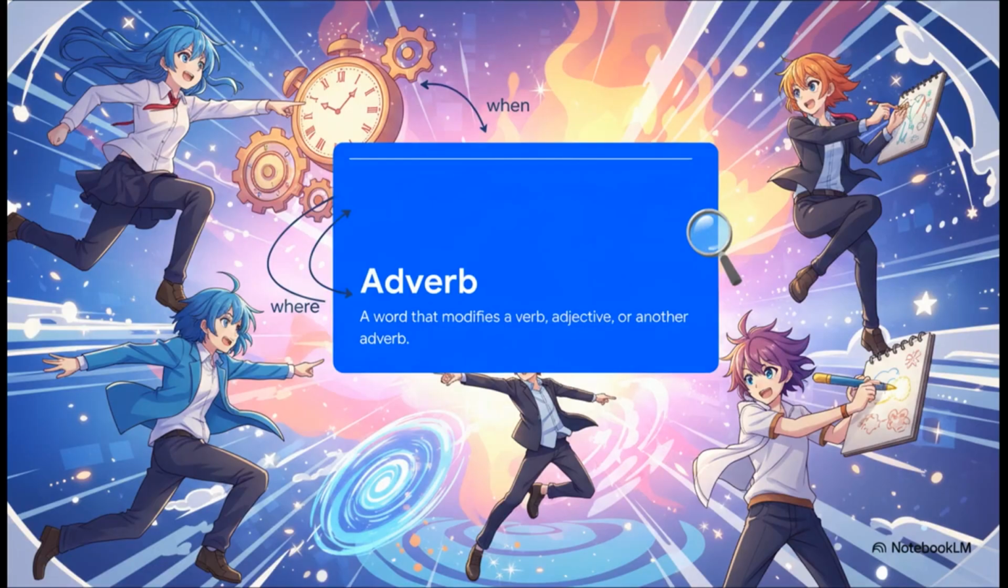Next up is the adverb. Now this player is incredibly versatile. Its main gig is to modify the verb, telling us how, when, or where an action happens. But it's so flexible, it can also modify adjectives or even other adverbs to add more layers of detail.